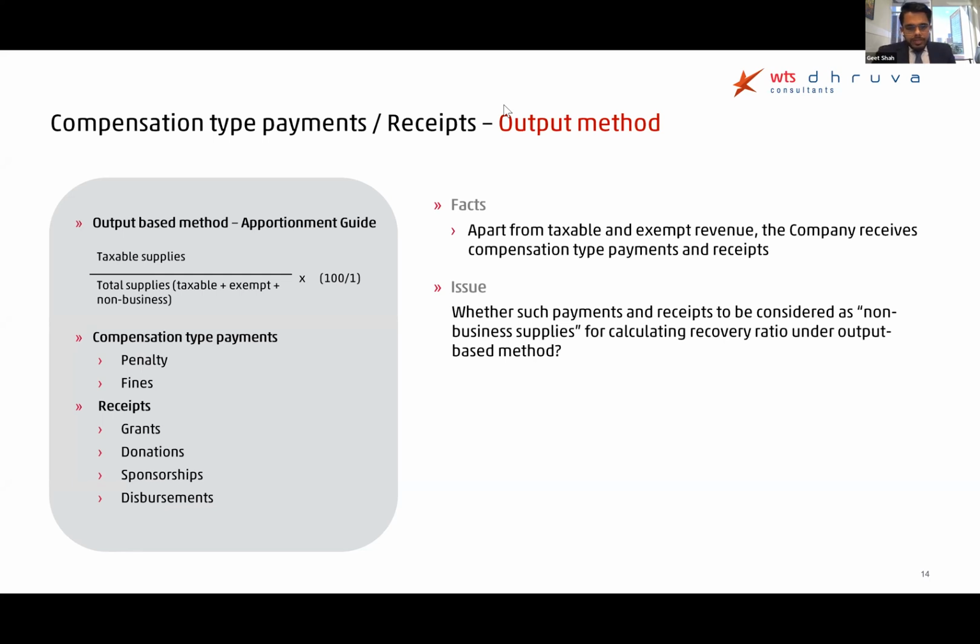So if you could answer this particular question and give your views on whether one should include these compensation payments or receipts in the output-based calculation.